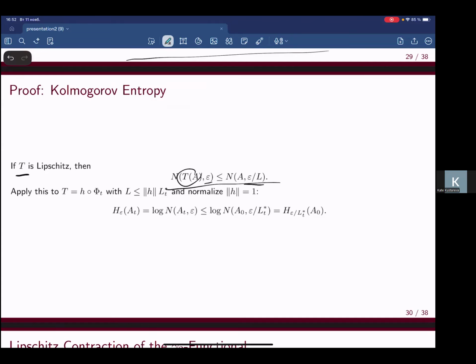And now we apply this to the specific map T = H∘phi, where phi is a stochastic flow and H is a bounded linear operator mapping into a Hilbert space. Then the total Lipschitz constant of this composition satisfies the inequality. And using this property of covering numbers, we get an inequality for the Kolmogorov entropy.